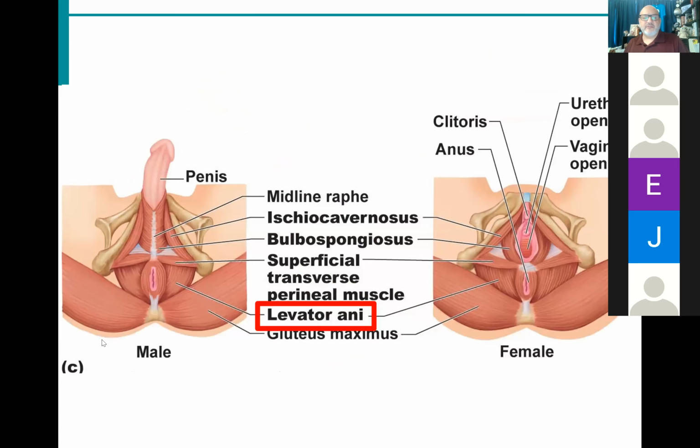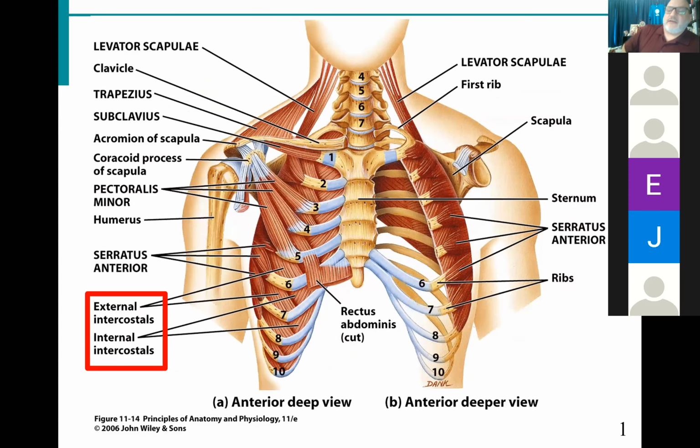Oh, and there you go. Here we see the levator ani side by side in males and females. Perfect. Okay, excellent. This is what I wanted to do. All right, questions on that before we move on?